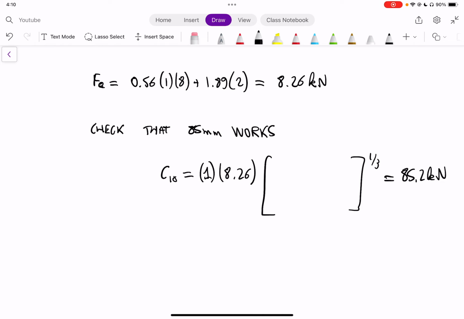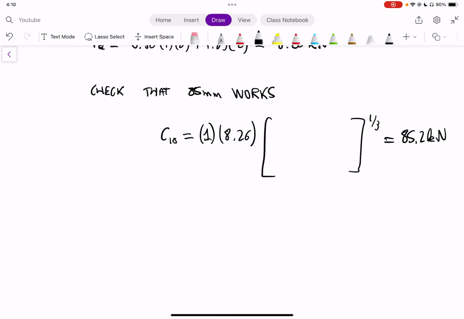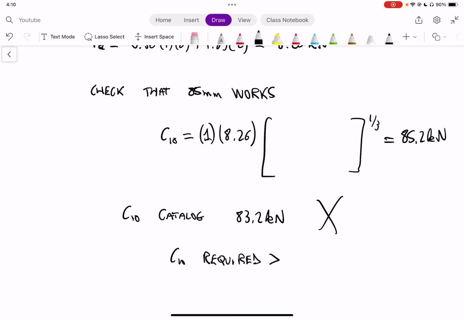Okay, now we see that we get a value of 85.2 kilonewtons, and we said that our C10 from the catalog chosen for the 85 millimeter was 83.2 kilonewtons. So we have a problem. Our C10 required is greater than our C10 catalog. So that means that the bearing in the catalog is not strong enough to satisfy the radial loading as well as the axial loading based on that guess.